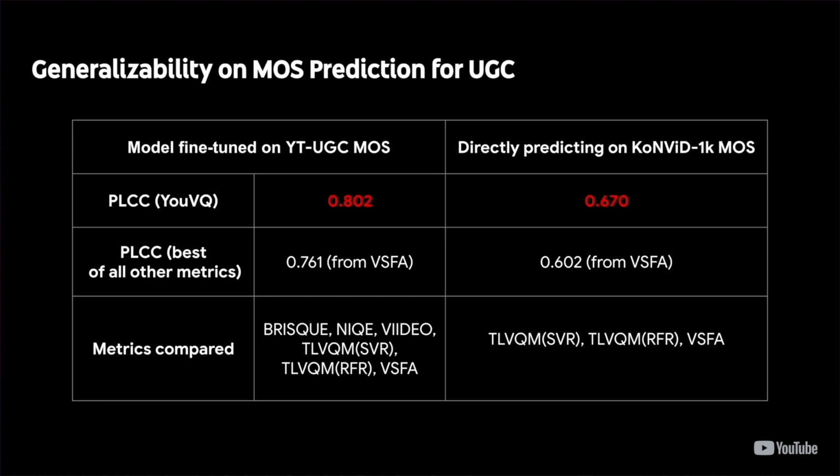Compared with other existing no-reference quality metrics, YouVQ has significantly higher correlations on the YT-UGC dataset. And when directly applying the model to another UGC dataset, COVID-1K, without retraining, YouVQ also performs much better than other metrics, which demonstrates good generalizability.